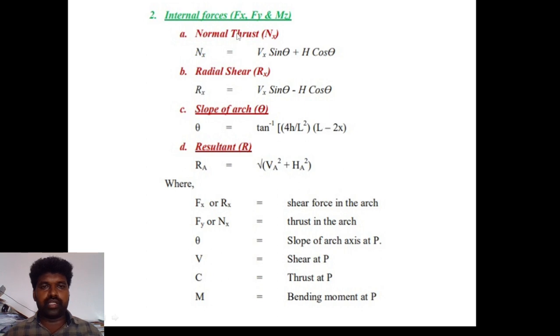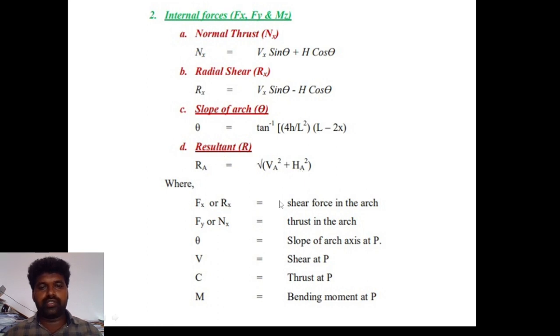The internal forces acting in the arches are normal thrust Nx, that is Vx sin theta plus H cos theta, and radial shear Rx, Vx cos theta minus H sin theta. Slope of arch theta equals tan inverse of 4h by L square into L minus 2x. Resultant Ra equals root of Va square plus Ha square.